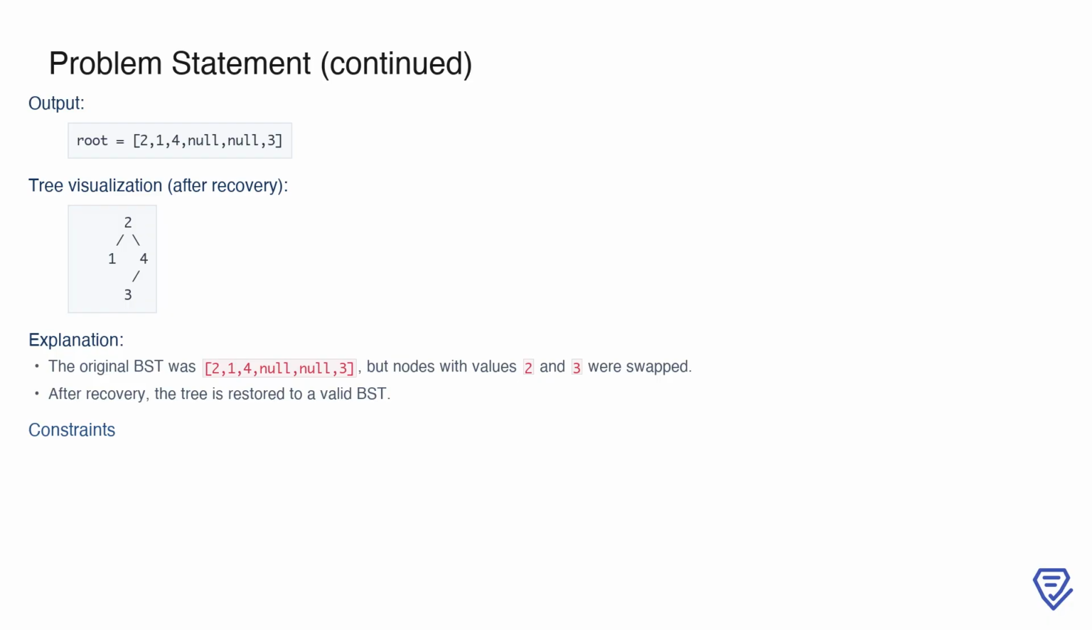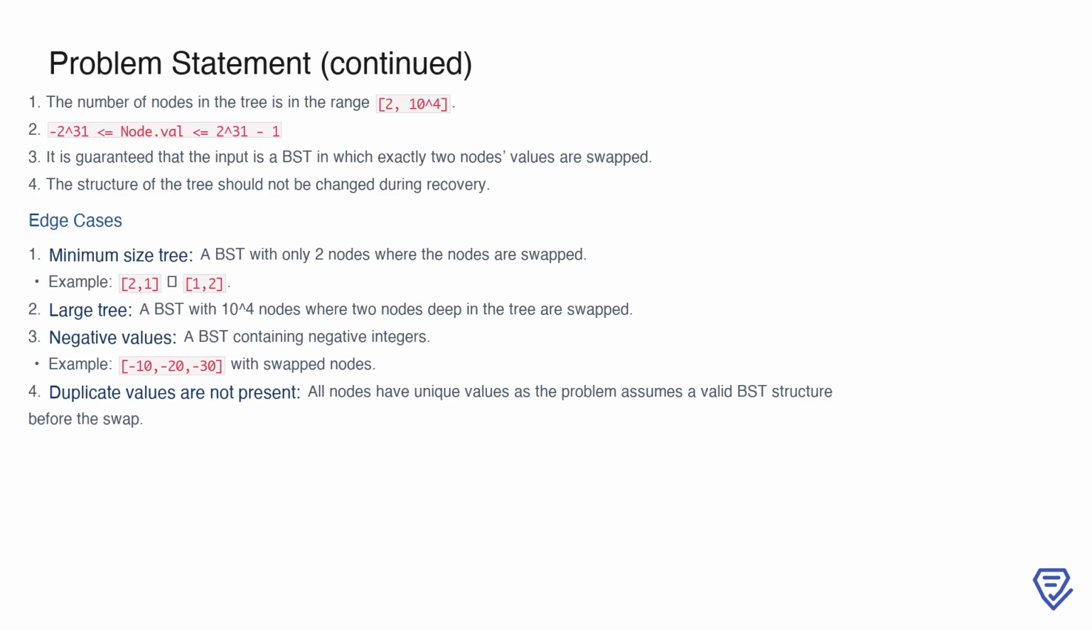This highlights the importance of identifying the two incorrect nodes and swapping only their values while keeping the overall structure intact. Now, let's consider the constraints and edge cases to understand the problem's scope. The problem comes with several constraints and edge cases to keep in mind.